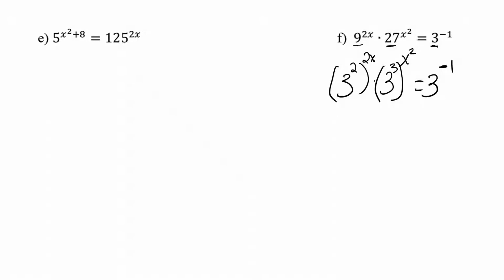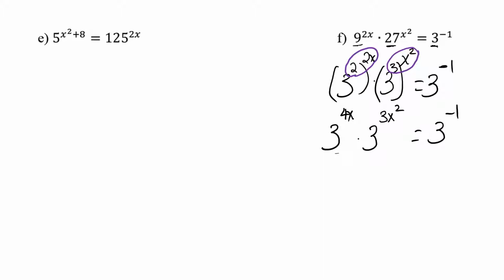So continuing this problem, you should notice that you have power to a power here and there. Power to a power means that you have to multiply the exponents. So this becomes 3 to the 4x times 3 to the 3x squared equals 3 to the -1. We need to talk about this because we can't use same base until there's only one base on one side and one base on the other side.